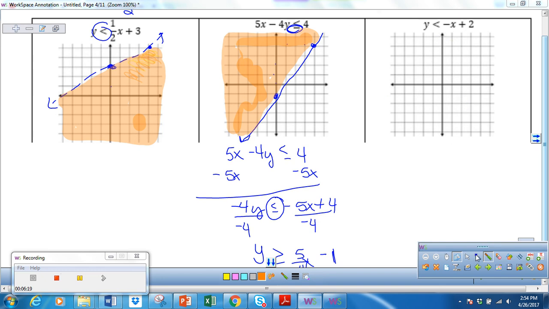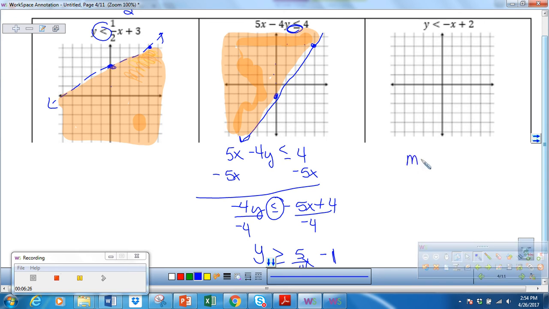Once again, I like it when they're already in slope-intercept form. I can see that my slope is -1 and my y-intercept is 2. So I start at 2. My slope is -1. So remember, if it's negative, I go down and to the right. I go down and to the right. I always go right. And I've finished that pattern.